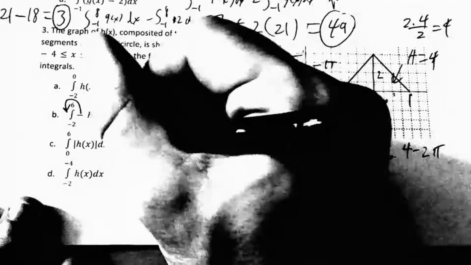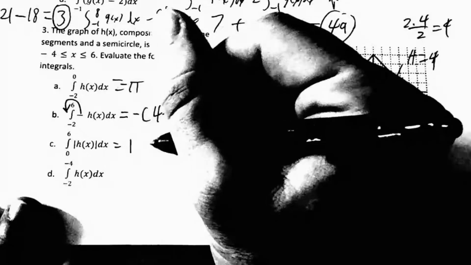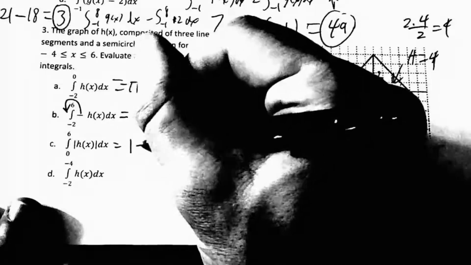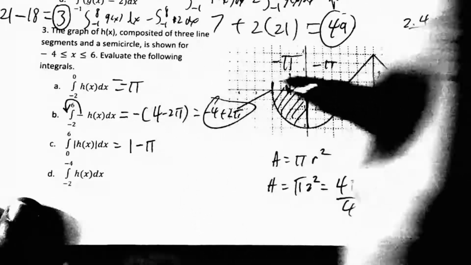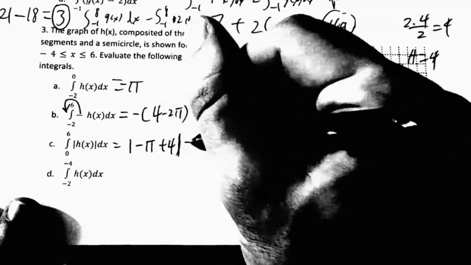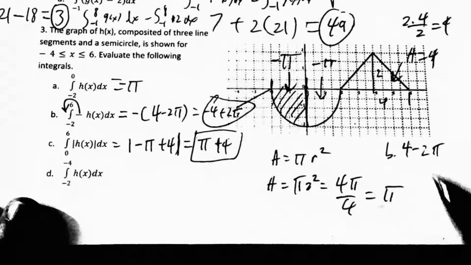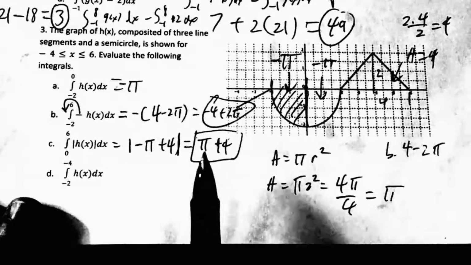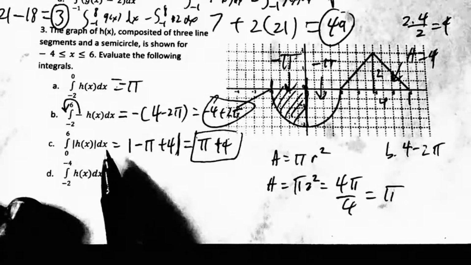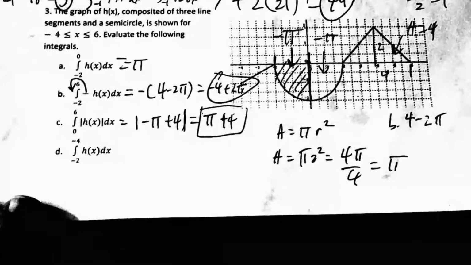This absolute value, so what this kind of looks like is the absolute value of negative pi plus 4, absolute value, which equals pi plus 4. Okay. This absolute value just means make it positive. So we have negatives in there, we turn them positive.